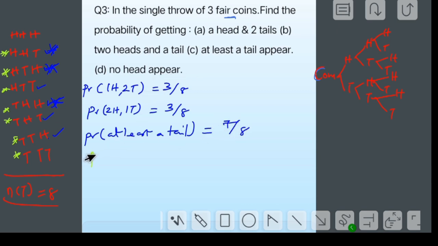Now the last question is the probability of having no head, where no head appears. When you look at everything from the beginning to the end, the only place where we don't have a head at all is this particular place, just one place. So the probability of having no head is just 1/8, because it's just one place.